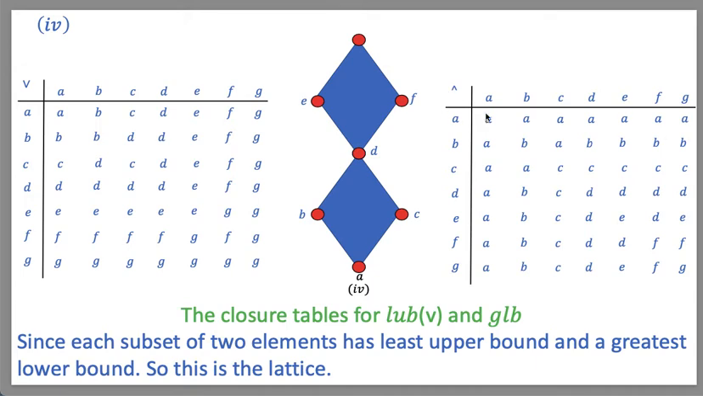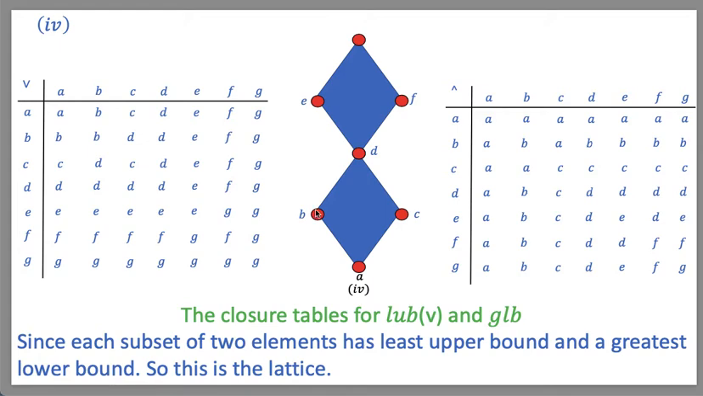Now the greatest lower bound. Greatest lower bound of A and A is A. Greatest lower bound of B and A is A. Greatest lower bound of C and A is A. Greatest lower bound of D and A is A. Greatest lower bound of E and A is A. Greatest lower bound of F and A is A. Greatest lower bound of G and A is A. So this is all A.